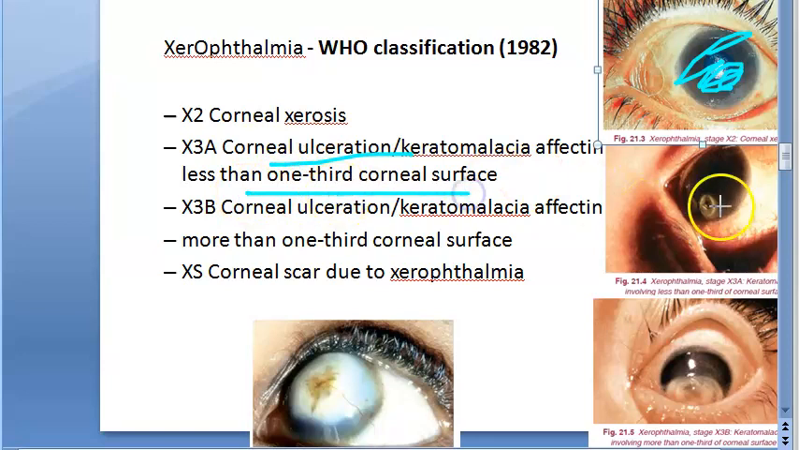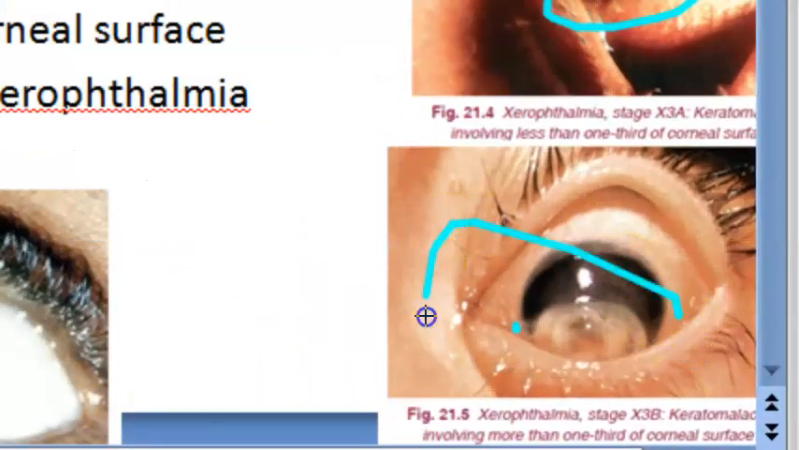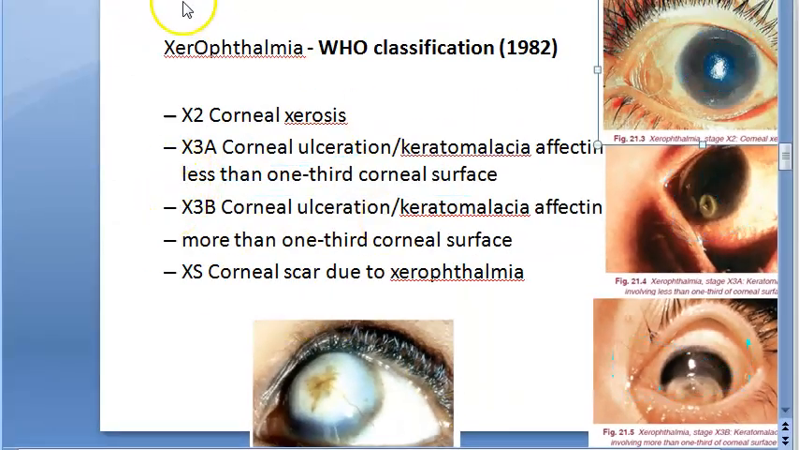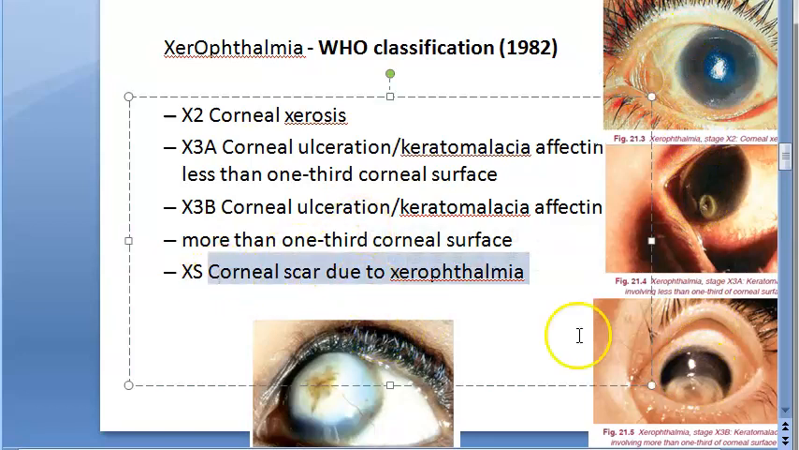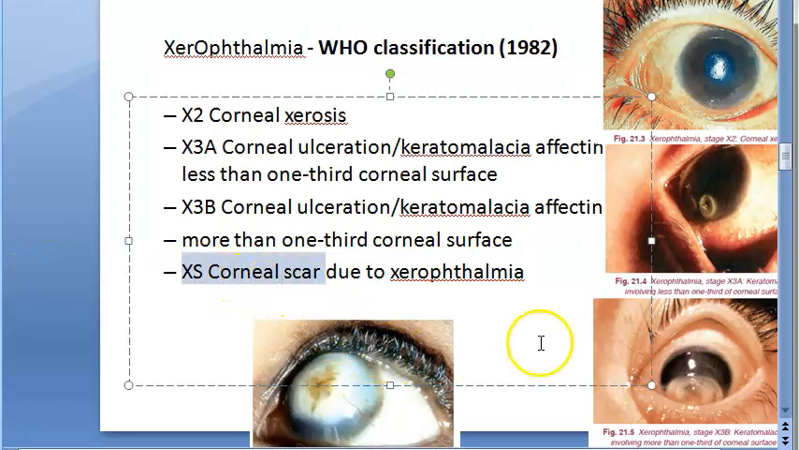Less than 1/3 of the corneal surface. If it is there, then it is X3A, Xerophthalmia 3A, and 3B is if it is more than 1/3 of the corneal surface. Here you can see that more than 1/3 of the corneal surface becomes the 3B. Just remember, whatever you're seeing are corneal xerosis, corneal ulceration, and lastly corneal scar, right? This is corneal scar as XS, xerophthalmia scar, okay?